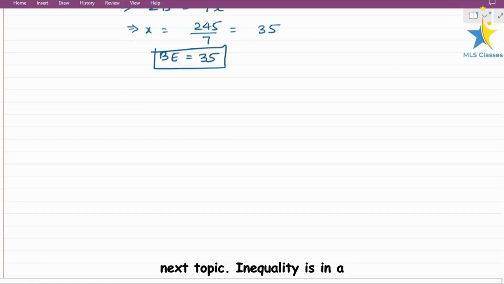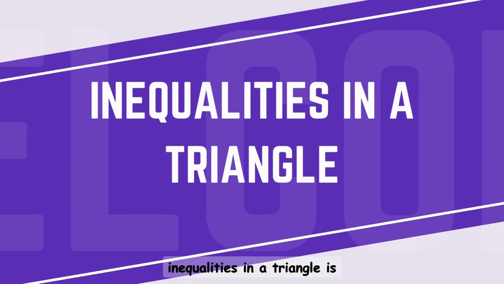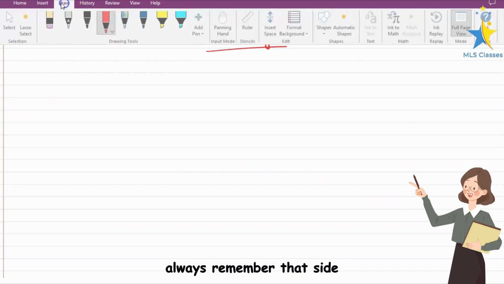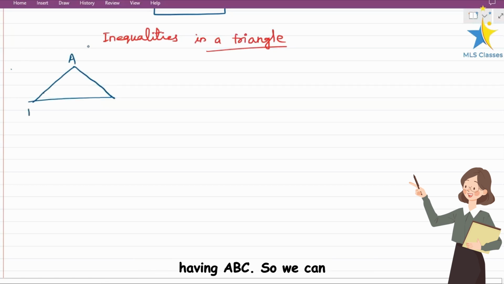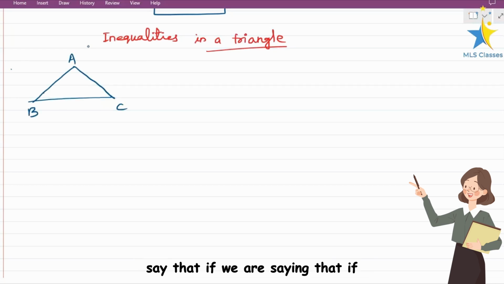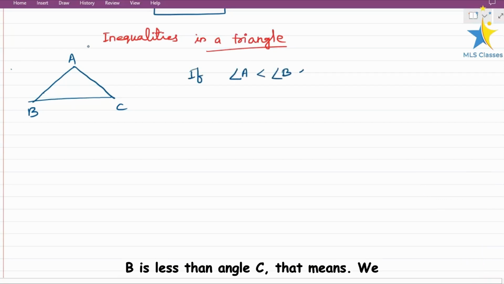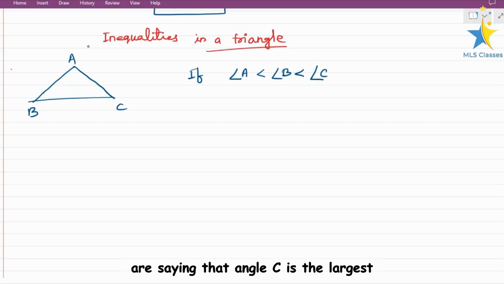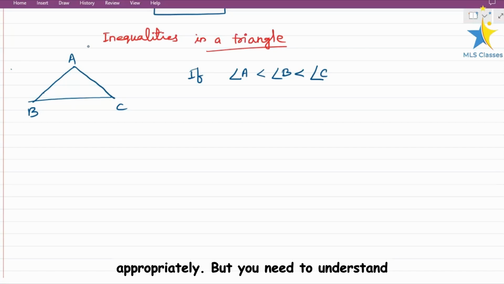Now moving on to the next topic, inequalities in a triangle. What we have to learn in inequalities in a triangle is, always remember that the larger angle faces the longer side. Suppose there is a triangle with A, B, C. If angle A is less than angle B, which is less than angle C, that means angle C is the largest one. That means AB will be the largest one. The figure is not drawn appropriately, but you need to understand that C is the largest angle.